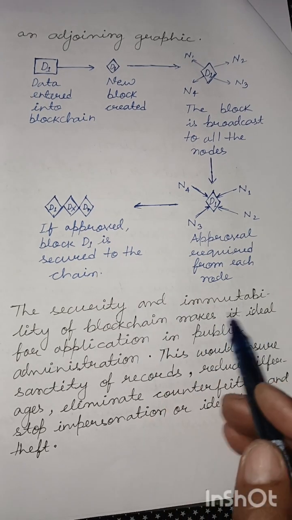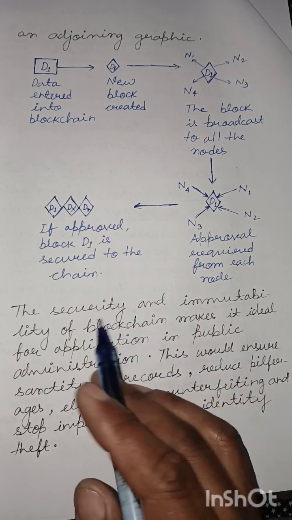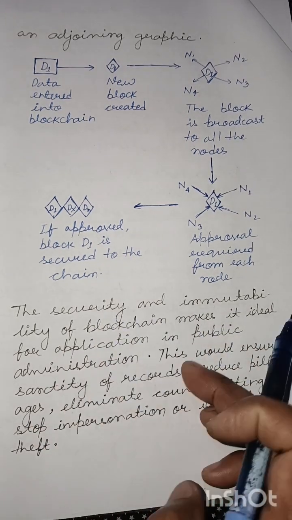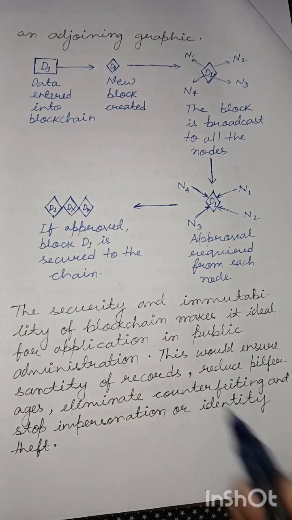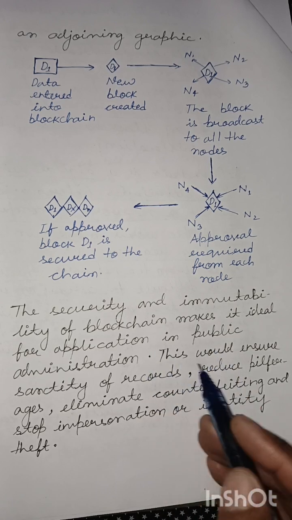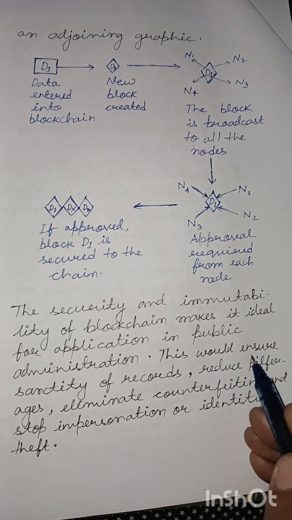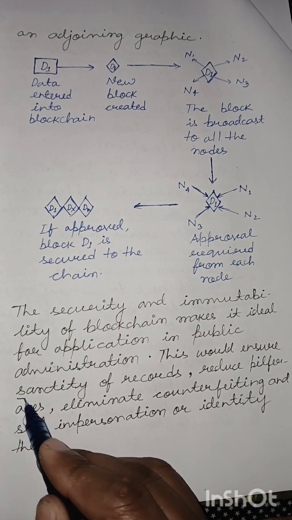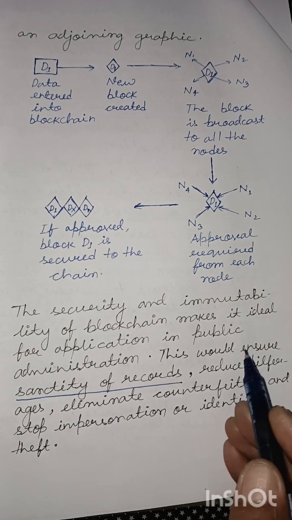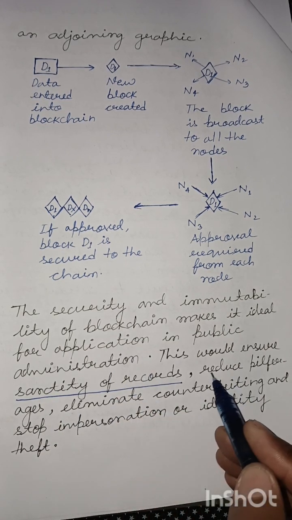The security and immutability of blockchain makes it ideal for application in public administration. This is a general statement. Now we would see how it would work in detail. This would ensure sanctity of records. That is, the records cannot be tampered with without authorization.